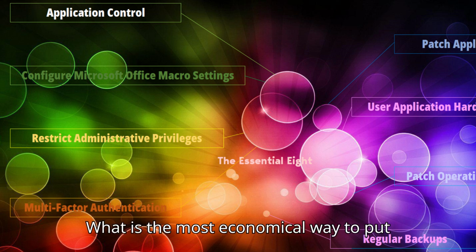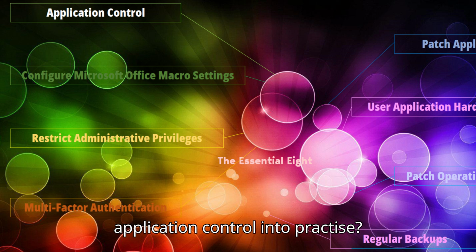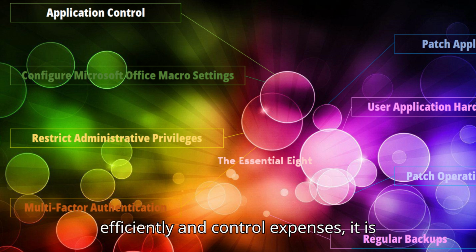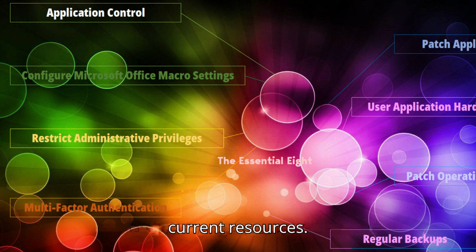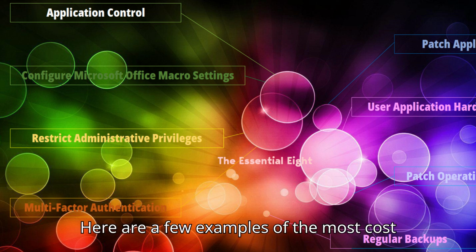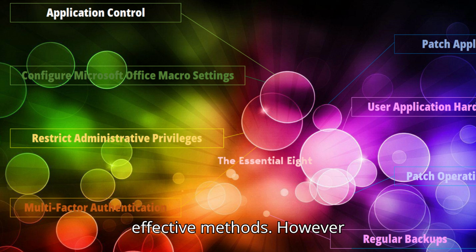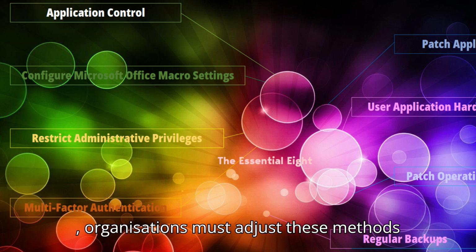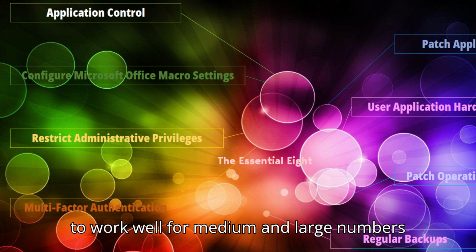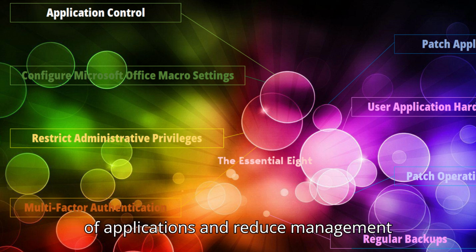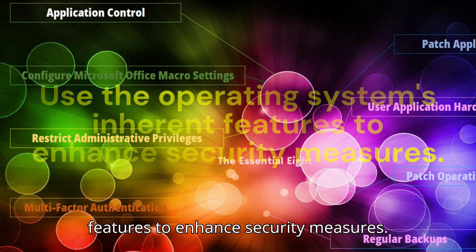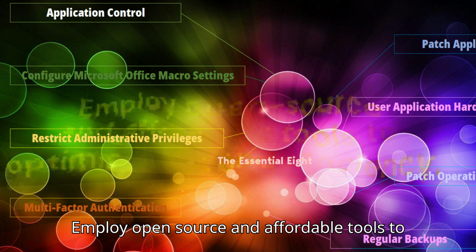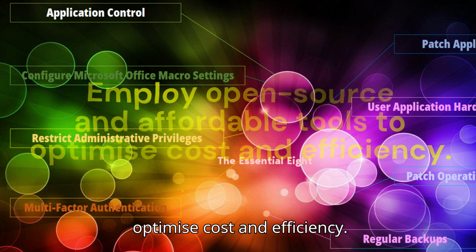What is the most economical way to put application control into practice? To implement application control efficiently and control expenses, it is necessary to strategically use open-source technologies, automation, and current resources. Here are a few examples of the most cost-effective methods. However, organizations must adjust these methods to work well for medium and large numbers of applications and reduce management overhead. Use the operating system's inherent features to enhance security measures. Employ open-source and affordable tools to optimize cost and efficiency.